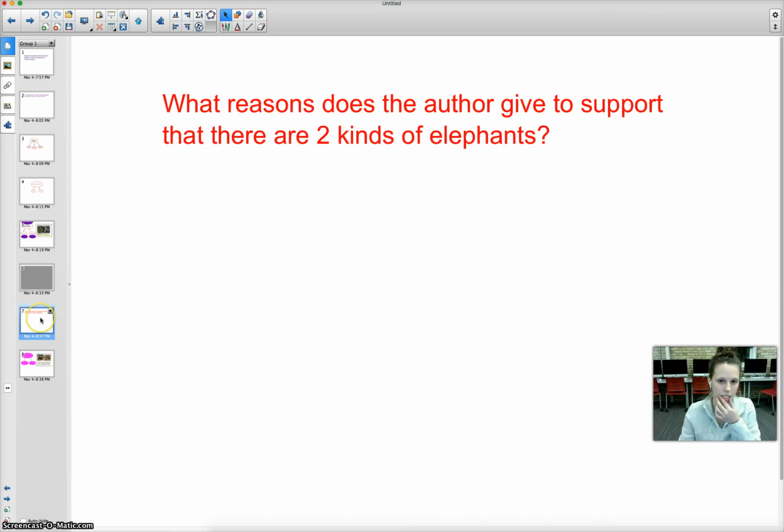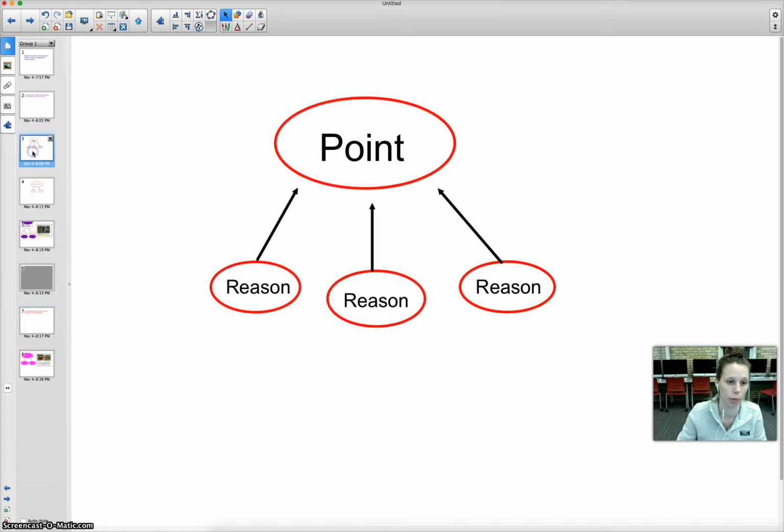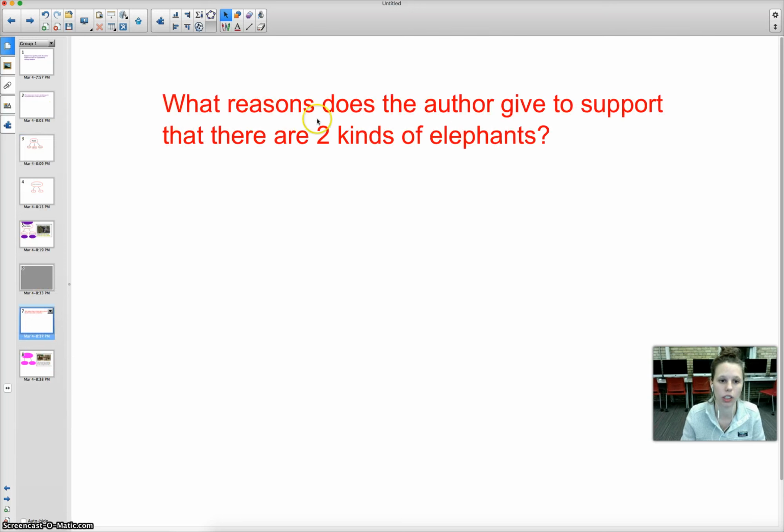What reasons does the author give to support that there are 2 kinds of elephants? Okay, so remember, we're going to have to go back. We're going to have to find our point and find reasons to support that point, or reasons to prove that point. Okay, so I'm going to look back at the question. What reasons does the author give to support that there are 2 kinds of elephants? So I'm going to have to try to find 2 kinds of elephants.